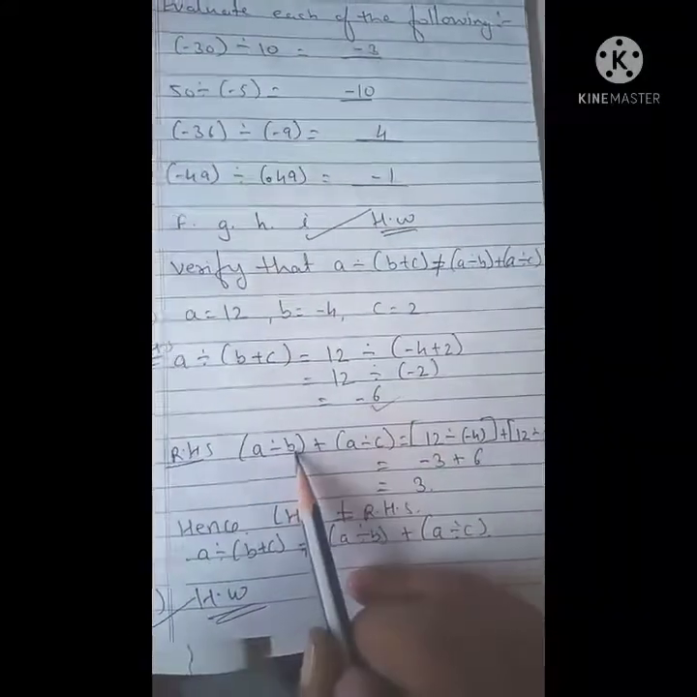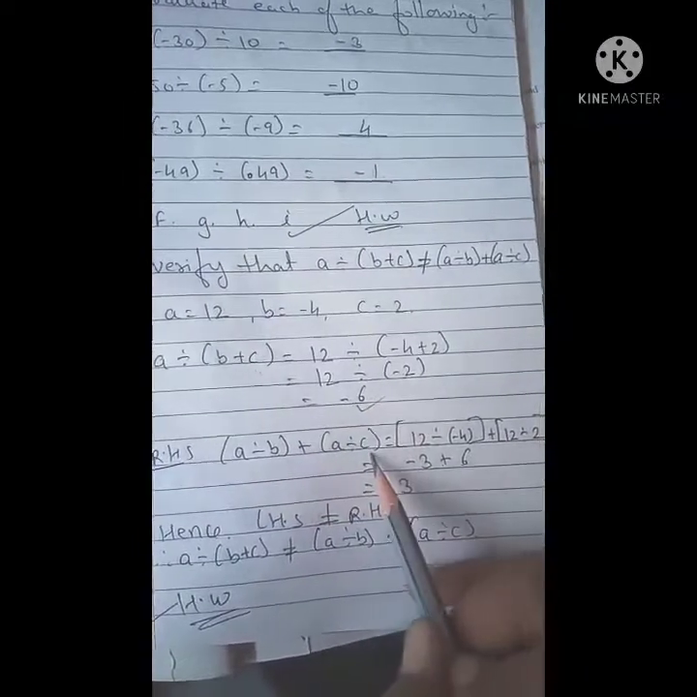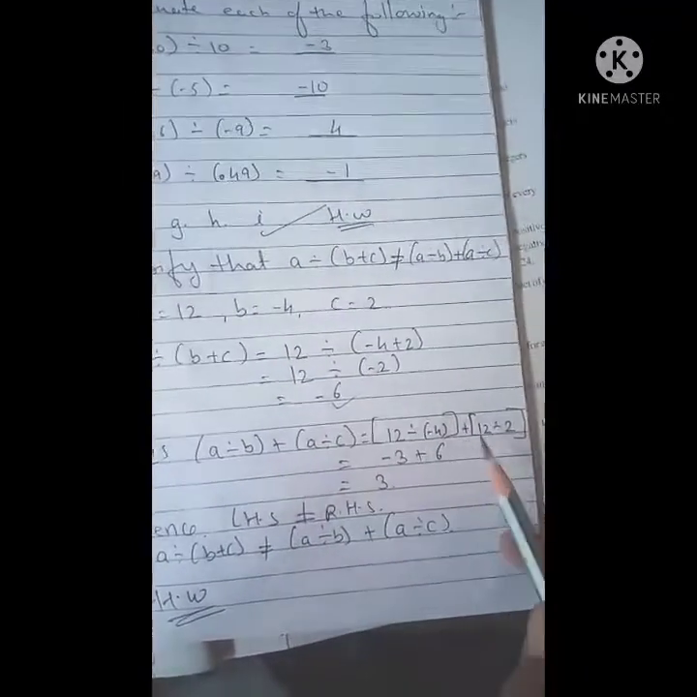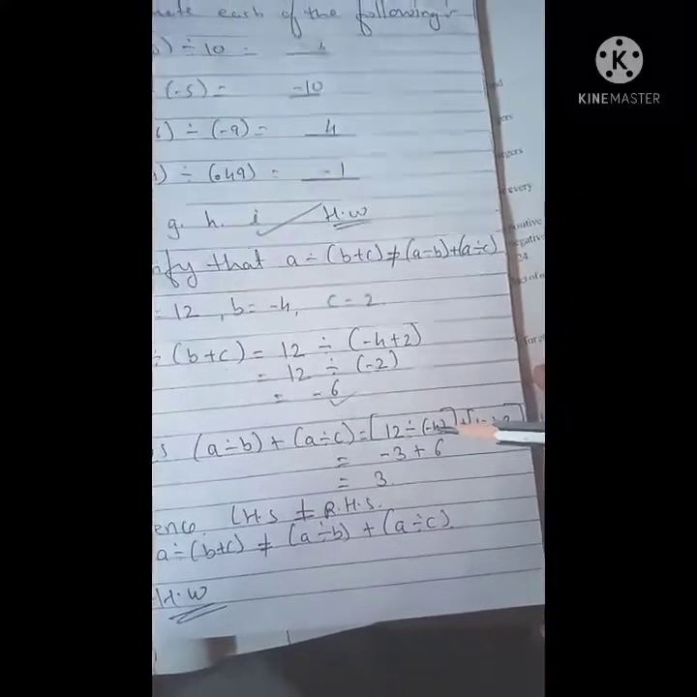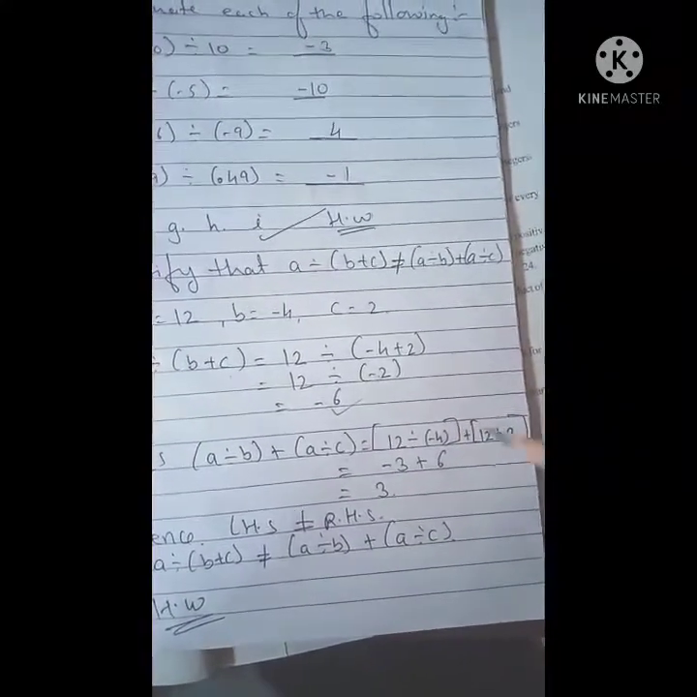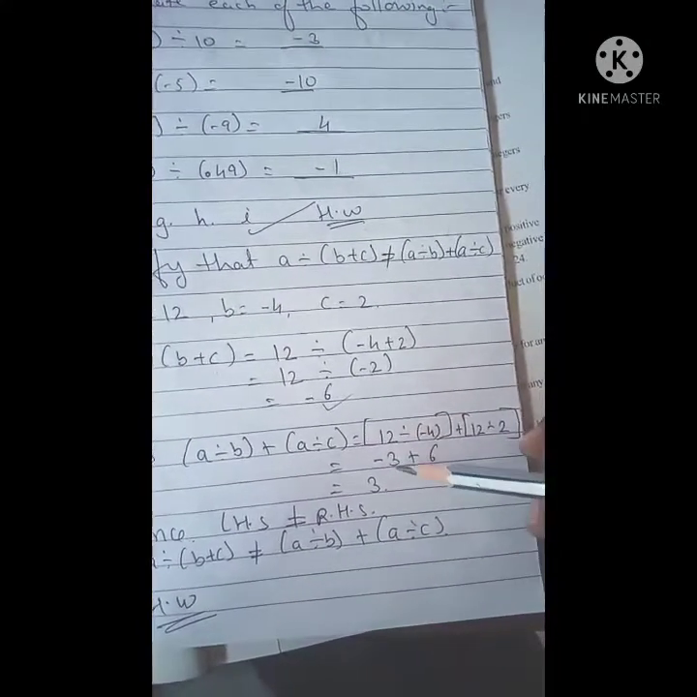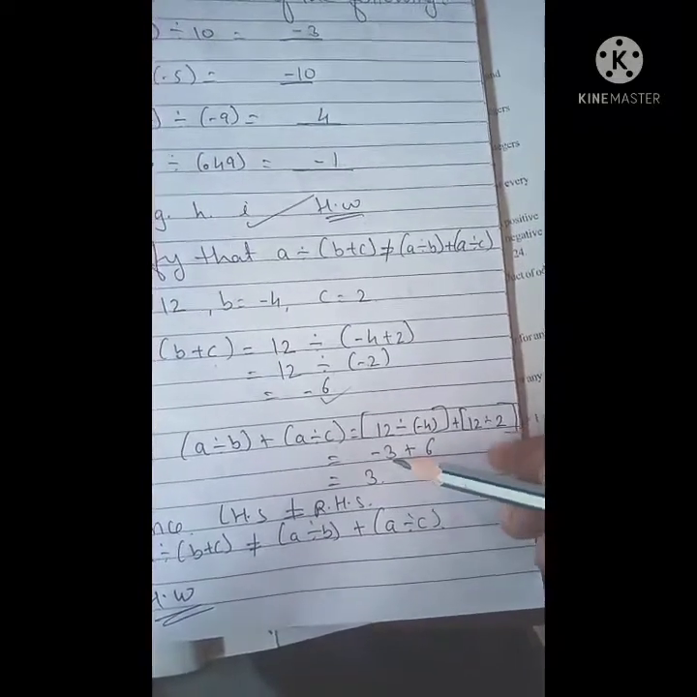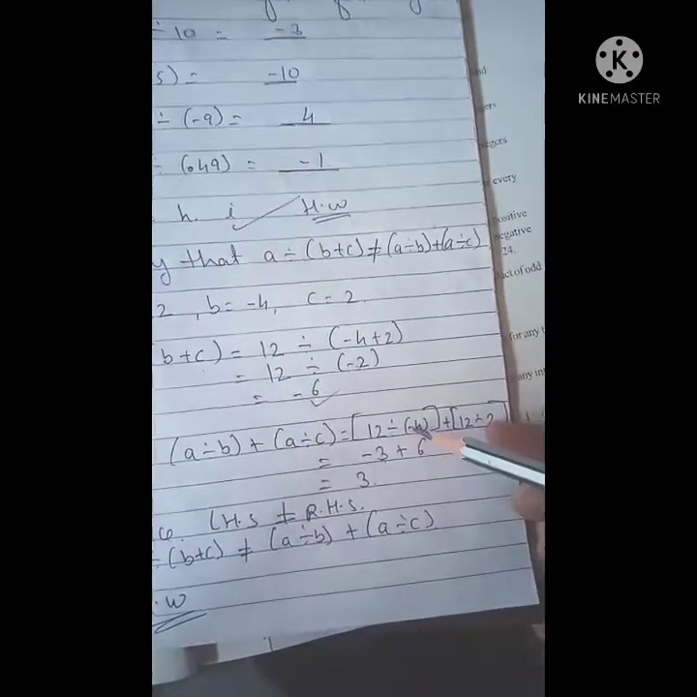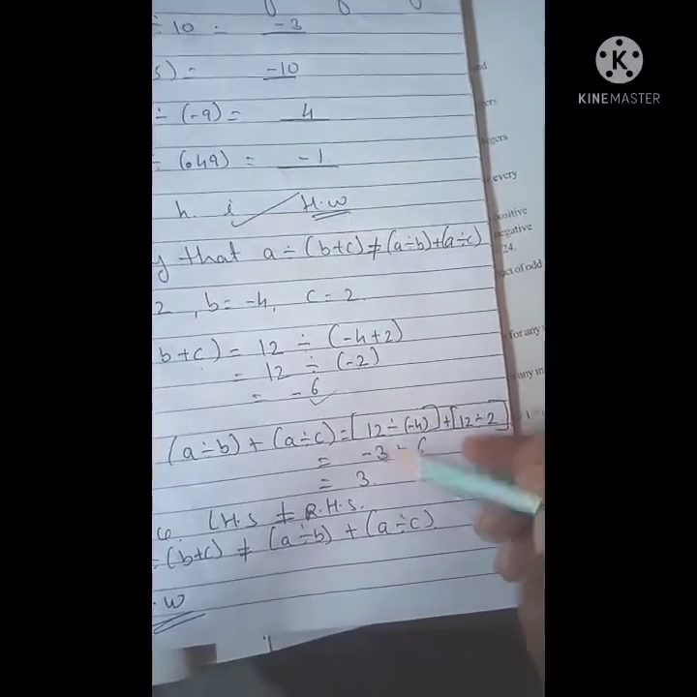Right hand side, A divided by B plus A divided by C. Put the values of A, B. Have you put them? Yes. Now see, if we divide this, don't see the sign first. 12 divided by 4, what will be the answer? That is 3. 4 threes are 12. Yes. Now here it is plus, here it is minus. So what will be the answer? That is minus, because plus minus is minus.